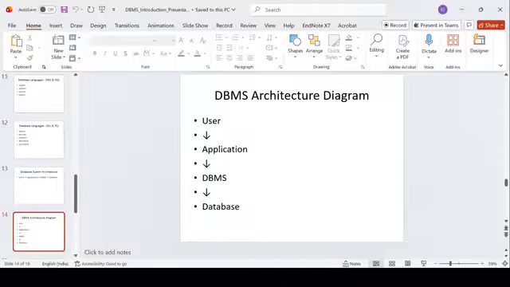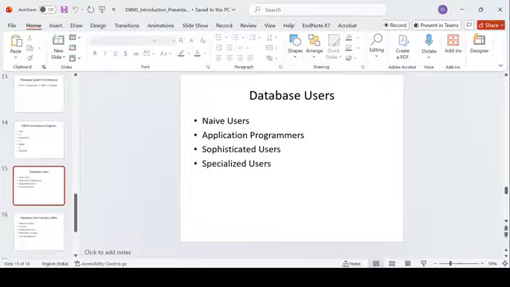So next we see the DBMS architecture diagram. This diagram shows the flow of information from the user to applications and then to DBMS and finally to the database where data is stored.